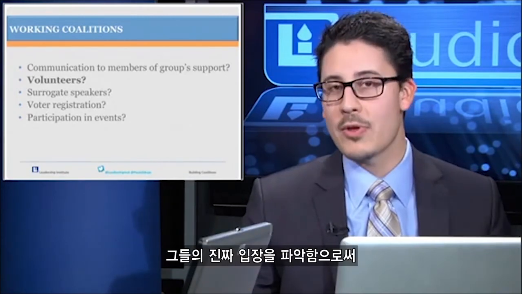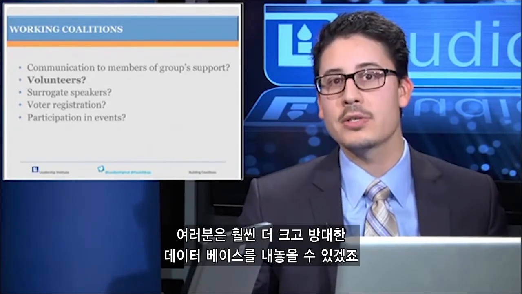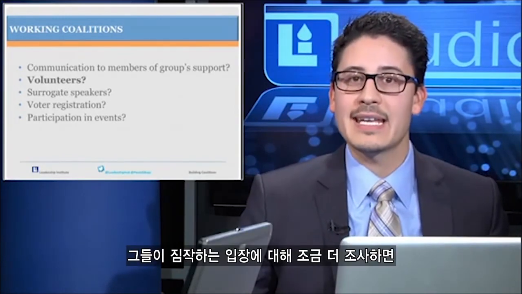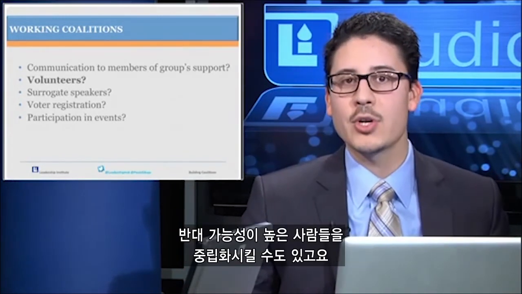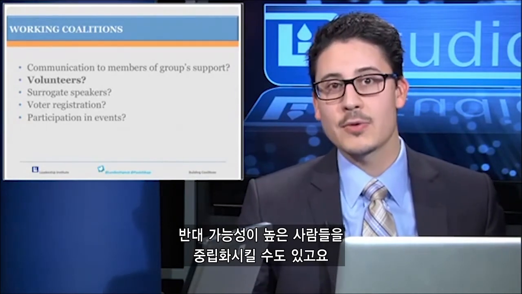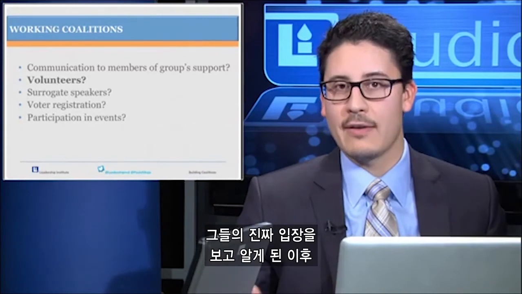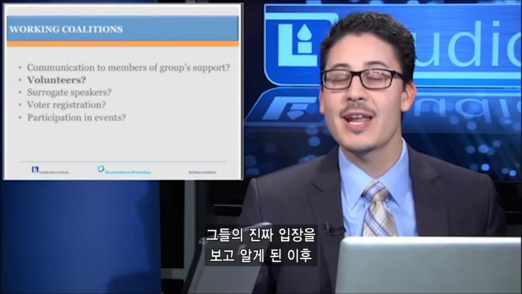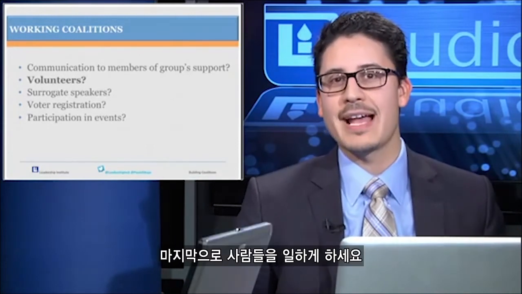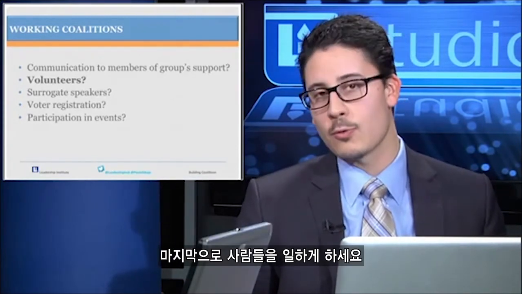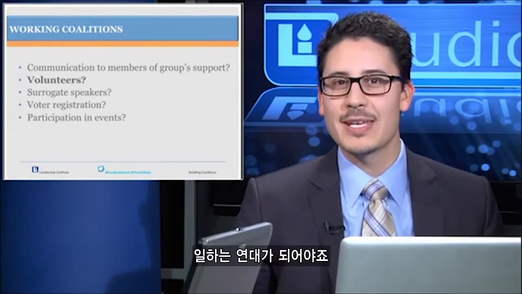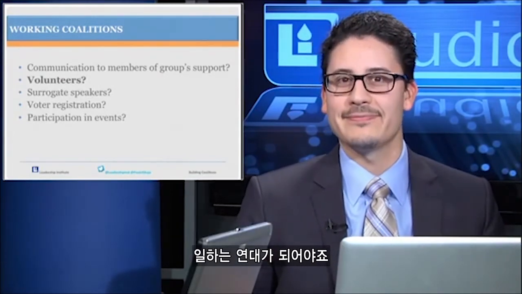And then you will come up with a much larger matrix, a much larger database that you can continue to develop by finding out their actual position after you do a little research on their perceived position, neutralizing those that will likely oppose you after you've found out the actual position, and of course bringing into the fold those that will be with you. And last but not least, you want to put people to work. We don't want coalitions to simply be a facade. We want them to be working coalitions.